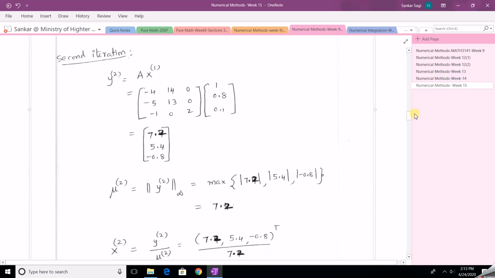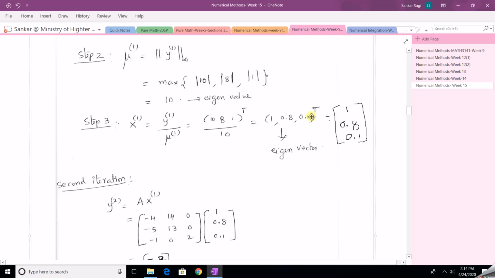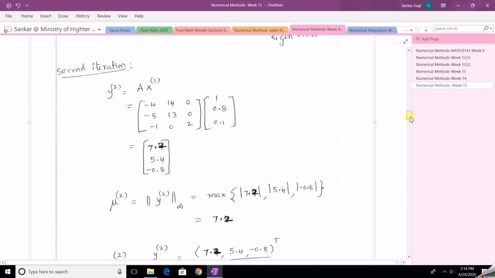So for the second iteration, y2, just like we did in the first iteration, y2 is equal to A times x1. So the matrix A times the eigenvector we got just now. This is x1. So A times x1 will give you this vector 7.2, 5.4, minus 0.8. So this is the y2 vector.